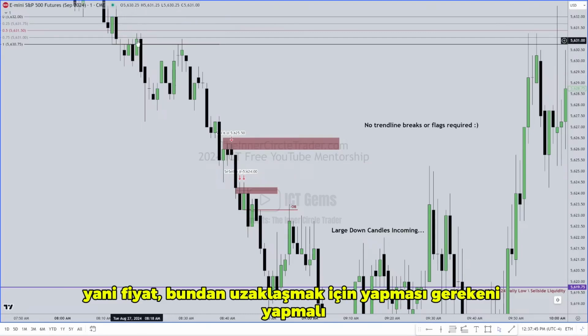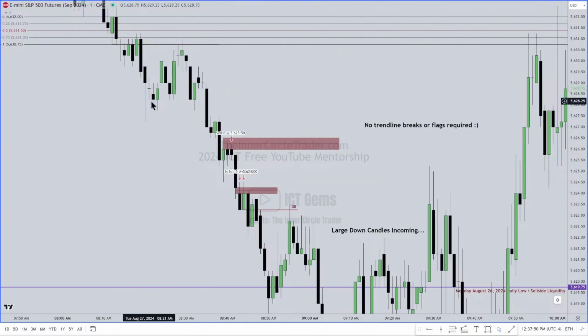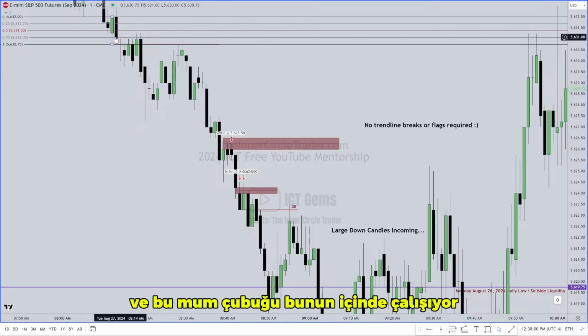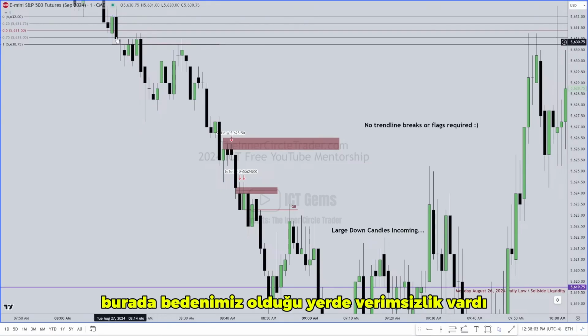Propulsion block. So price should do what? It should trade away from that. Now, in this little area right here, we have a volume imbalance. That's what this order block delivers to. This candlestick, and this candlestick is working inside of this inefficiency where we had the body here.